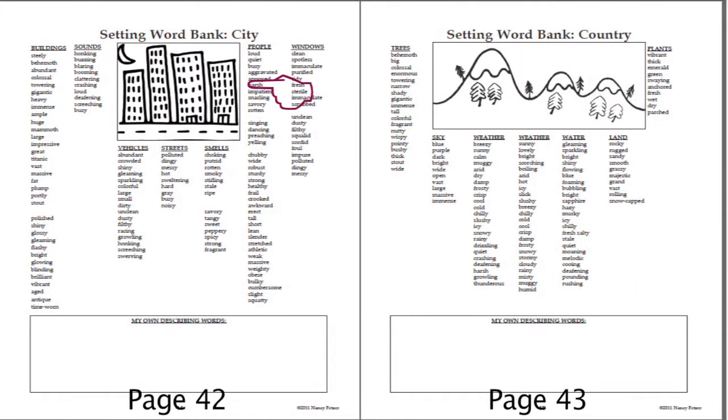If you are describing the setting, I have 2 different settings here. I have a city setting and I have a country setting. Again, I have the nouns labeling the different parts of the city or the country. So we could have windows, people, the buildings, the sounds, the trees, the weather. And then we have descriptive words underneath those nouns in order to help describe the city or the country.